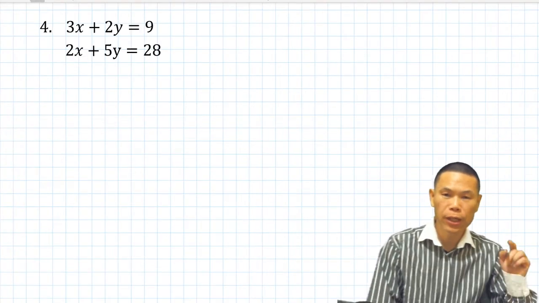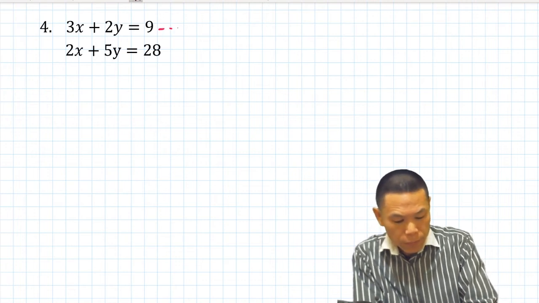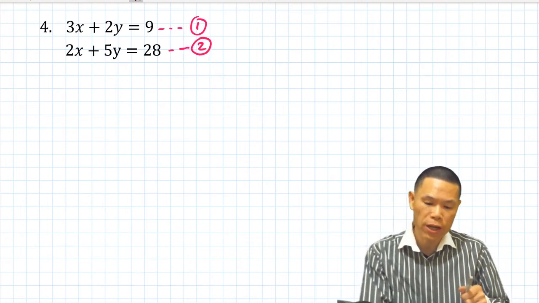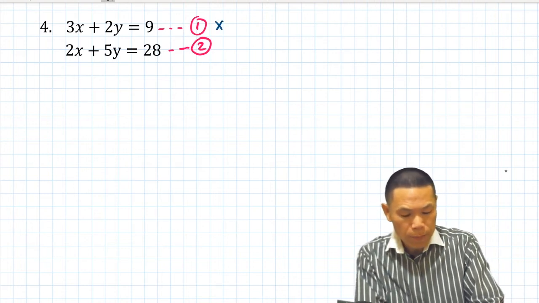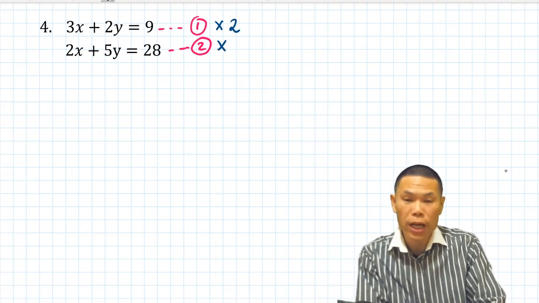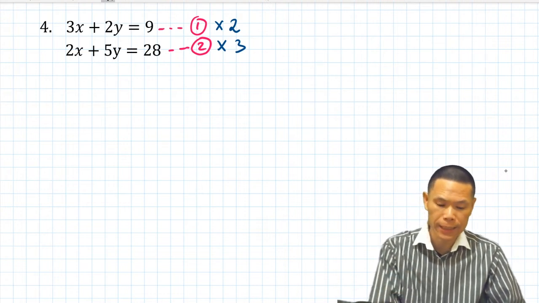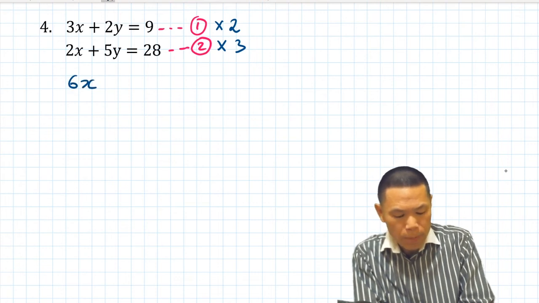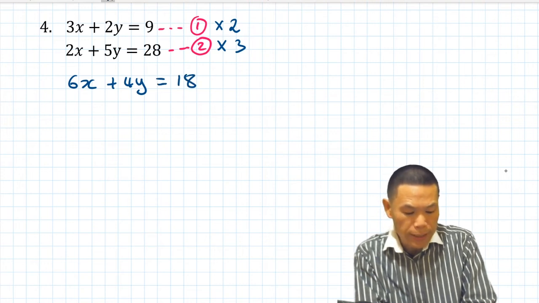Hi, I'm back. So let's go through the question together. I name this first one equation number 1, and this one here equation number 2. It doesn't matter which variable you want to eliminate. In this case I just want to get rid of the x. So I times this by 2, and this equation I times by 3, so that both equations have the coefficient of x as 6. So this becomes 6x, and 2 times 2y is 4y, and 9 times 2 is 18.